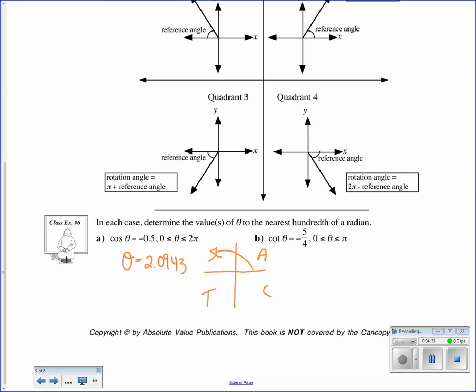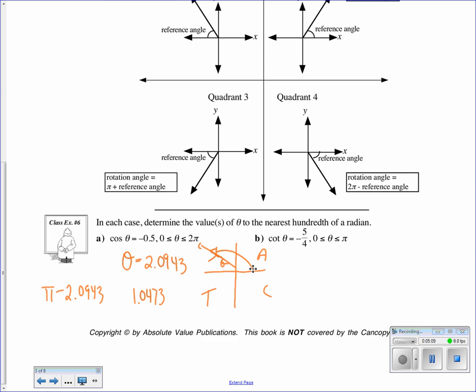So this rotation is into quadrant number 2, which leaves me with an angle. My reference angle would be pi minus 2.0943. So I'll find that. So pi, exact values, minus 2.0943. My reference angle here is 1.0473. And I need another place where cosine is negative.